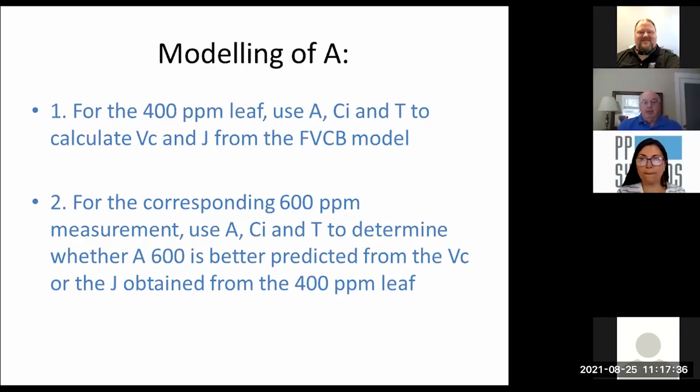For the corresponding leaf at the same time at 600 parts per million, use the A value, the Ci, and the temperature to determine whether that assimilation rate measured at 600 is better predicted from the Vc or from the J that you obtain from the 400 part per million leaf. So that's the analysis.